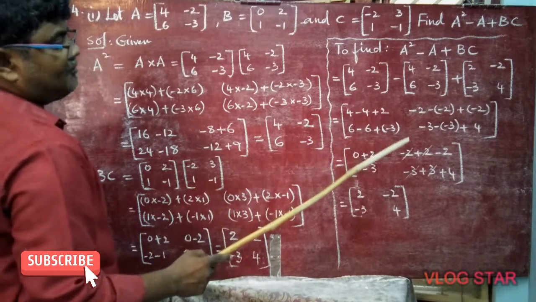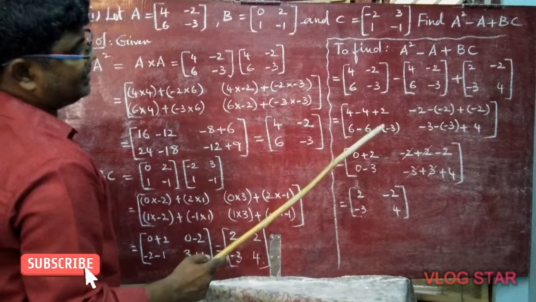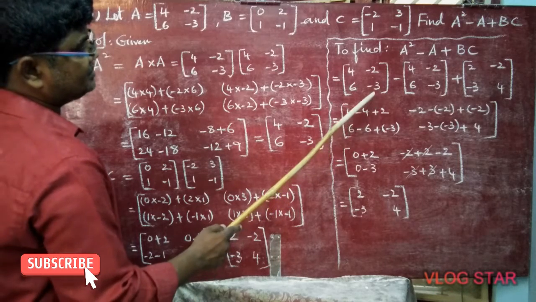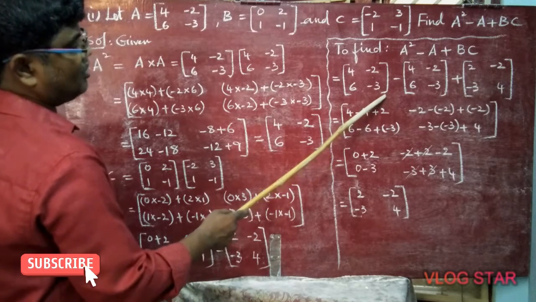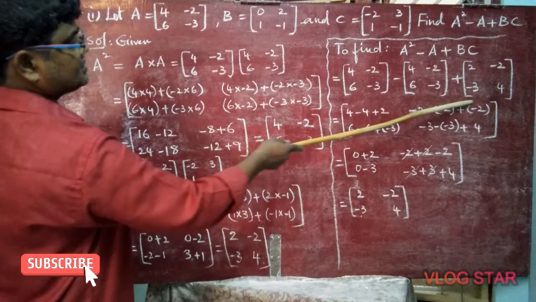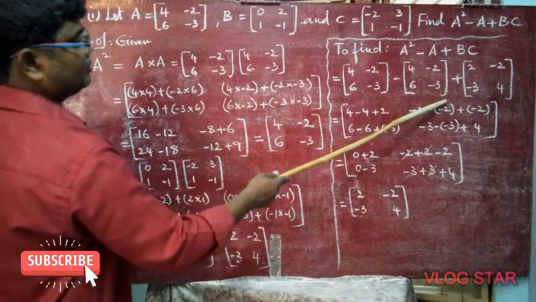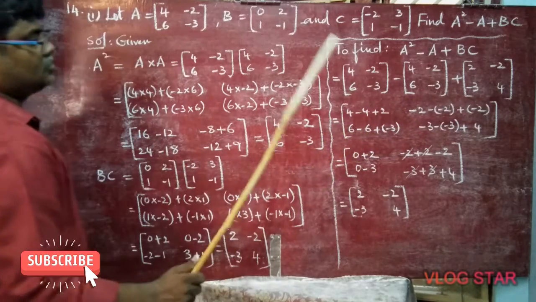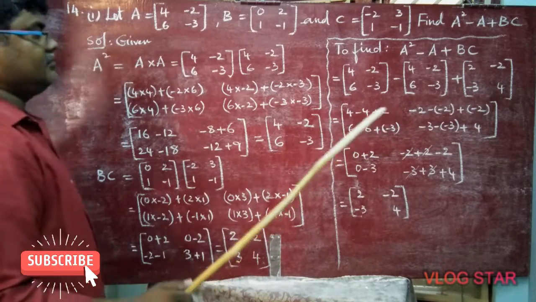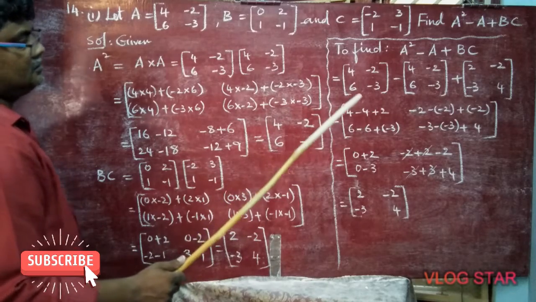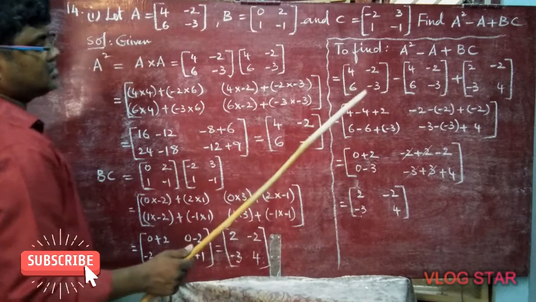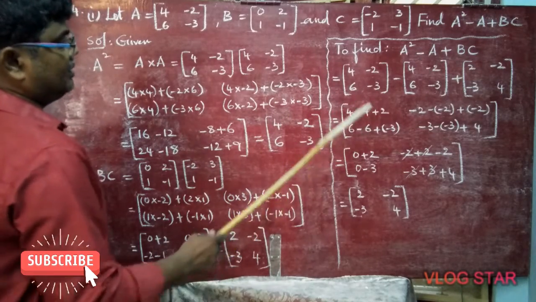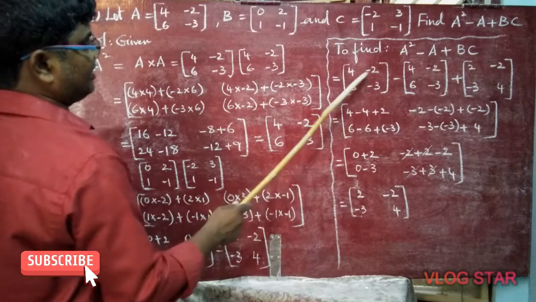Now how to add matrices or subtract matrices? We have to see the same order, comparable matrices. So 2 by 2 order, 2 by 2 order, 2 by 2 order. So to add matrices, we have to check the order first. The order should be the same. If it is not the same, we can't add. Keep in mind. Now first element you are going to simplify.